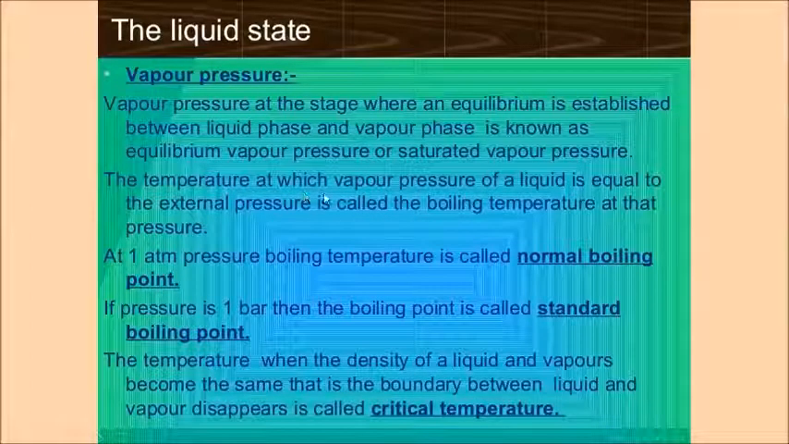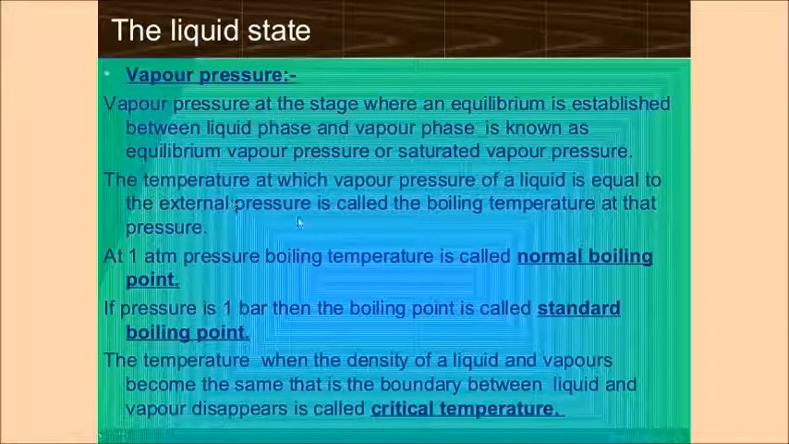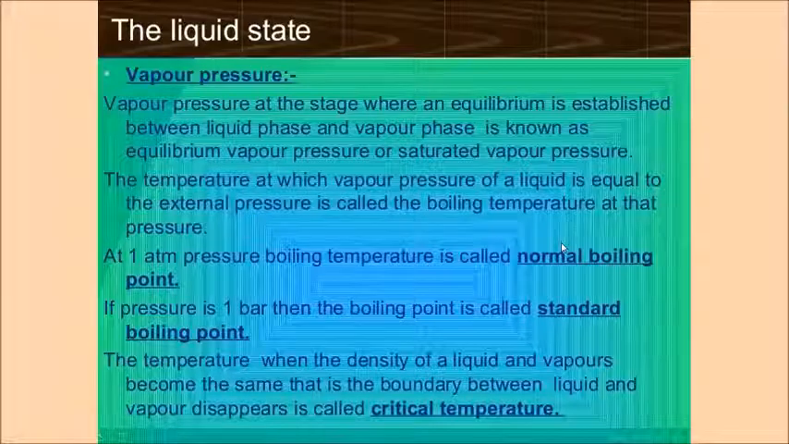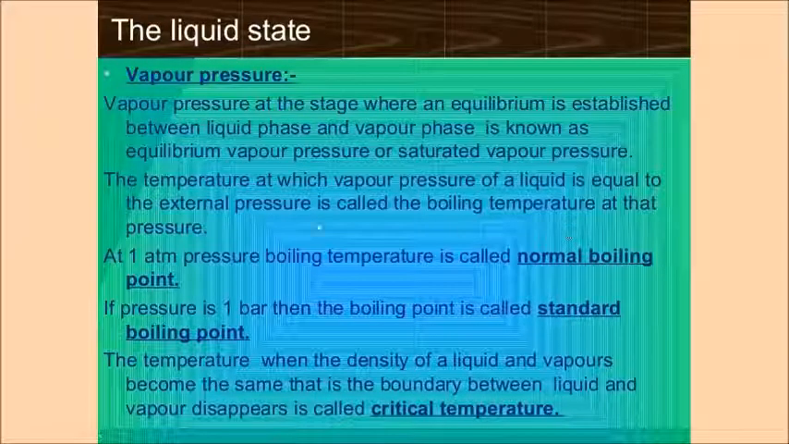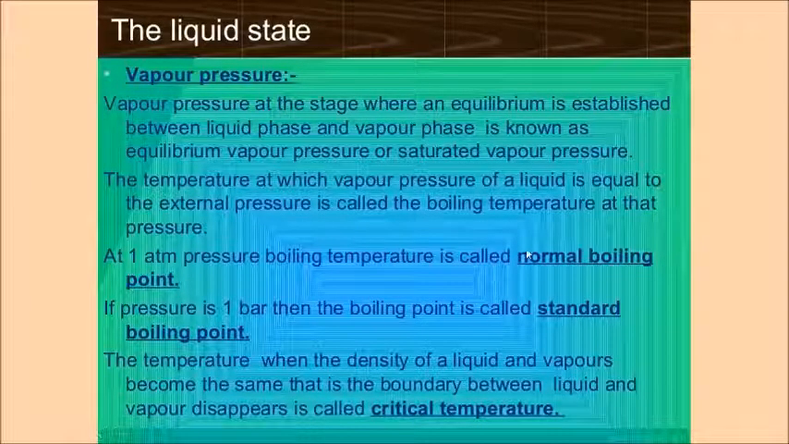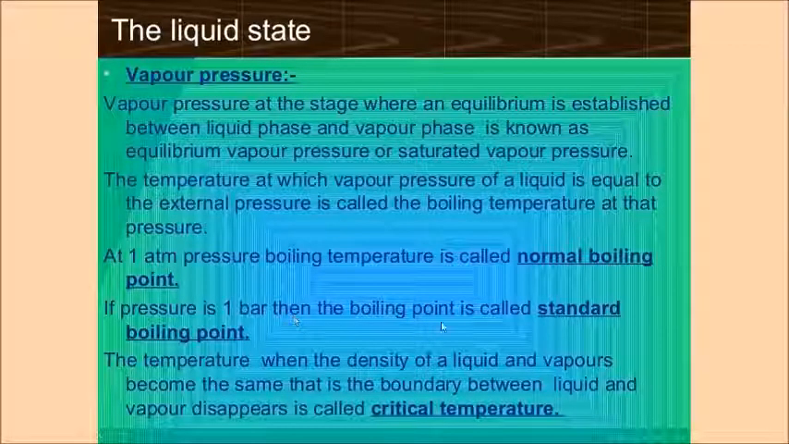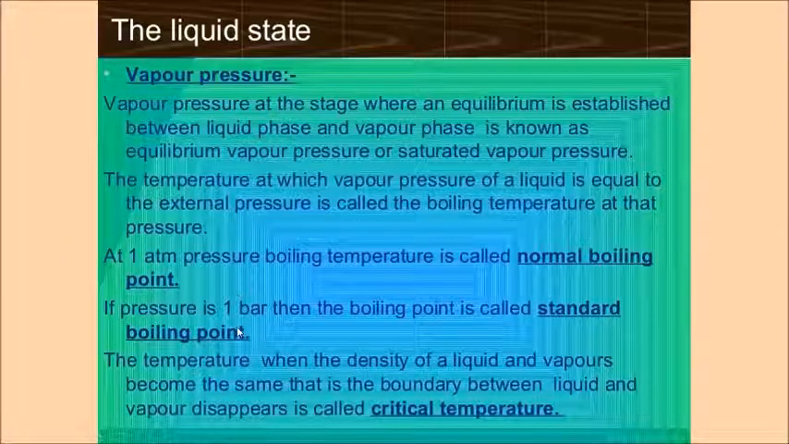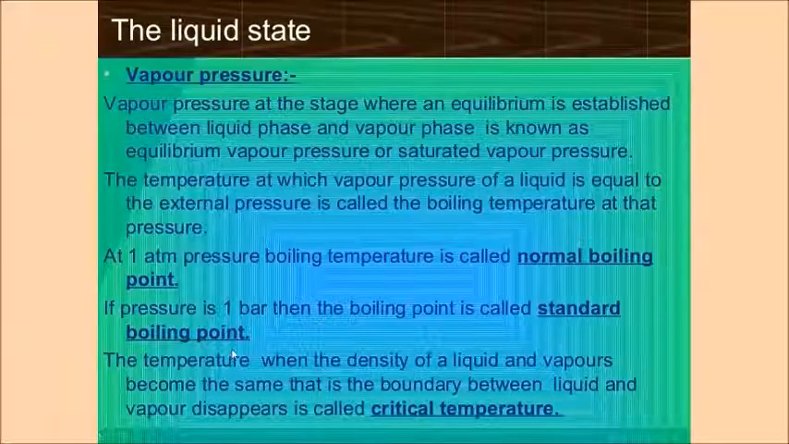The temperature at which the vapor pressure of a liquid is equal to the external pressure, we can name it as the boiling temperature at that pressure. At 1 atmospheric pressure, the boiling temperature is called the normal boiling point. If the pressure is 1 bar, then the boiling point is said to be the standard boiling point, because the unit we are taking for the pressure is 1 bar. So it is the standard condition.